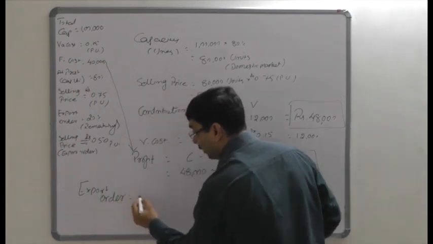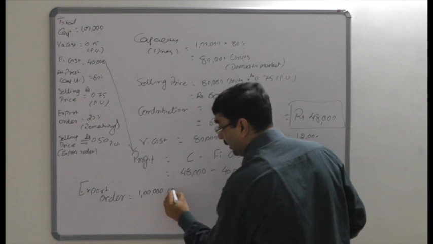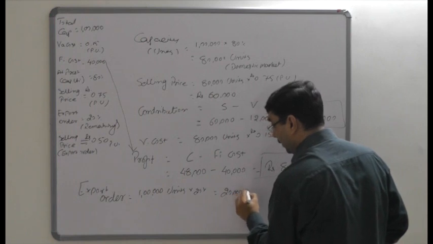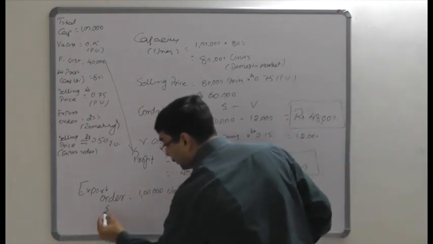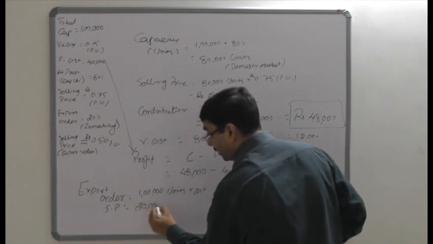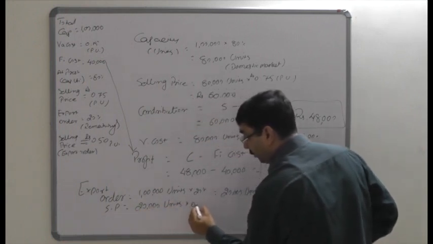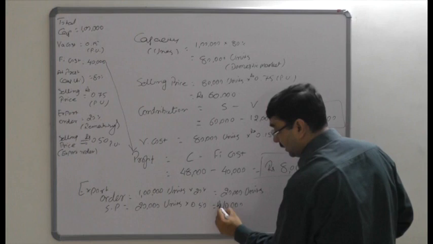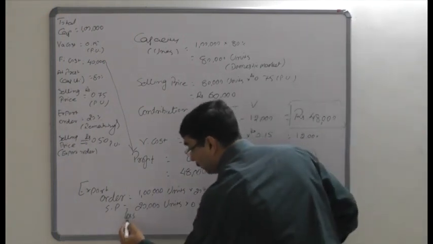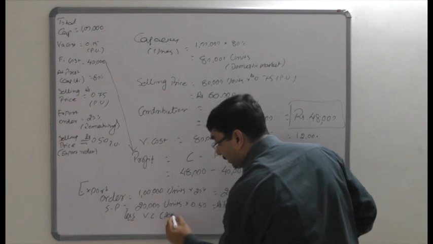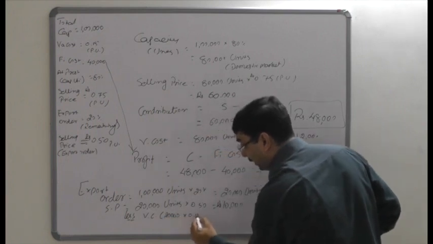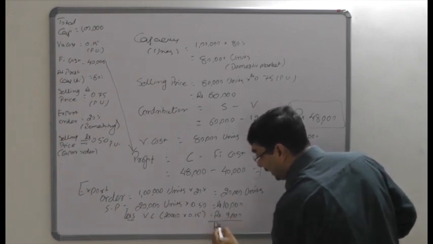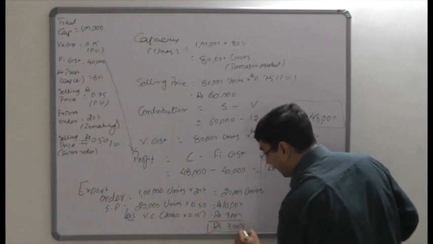In case of that export order, 1 lakh units into 20% remaining capacity comes to 20,000 units. These 20,000 units are being sold. So sales is 20,000 units into 0.50, which comes to 10,000 rupees. Less variable cost, 20,000 units into 0.15 comes to rupees 3,000. So directly they would earn 7,000 rupees of profit.